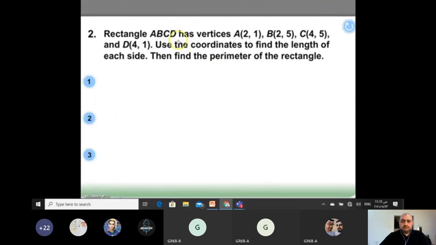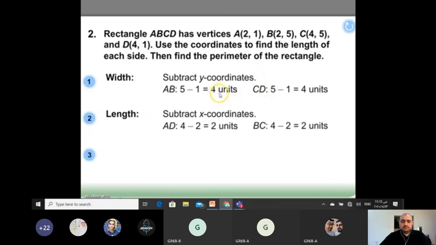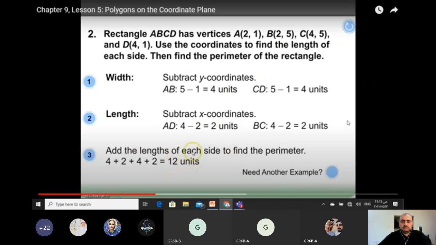Similar problem here. We have a rectangle using ABCD. The following vertices are listed. We're going to find each side length, and then we're going to find the perimeter of the rectangle. We figure out the y coordinates have a value of 4 when you subtract them. The x coordinates have a value of 2 when you subtract them. Perimeter is going to be 12 units.